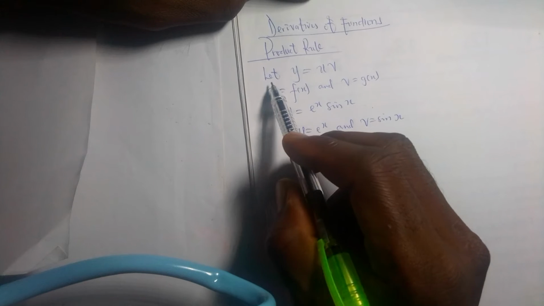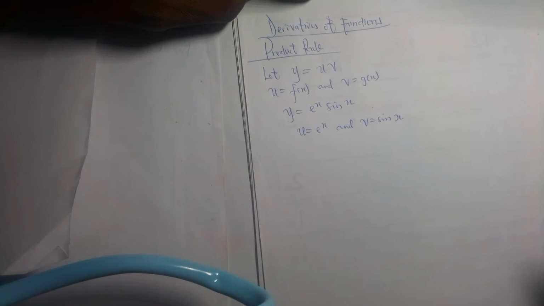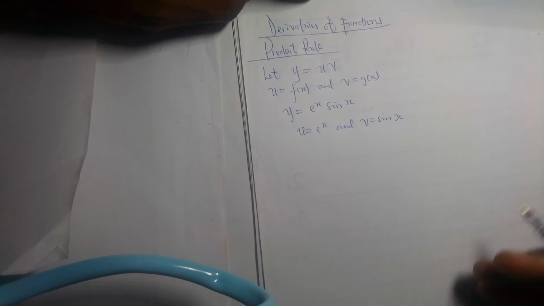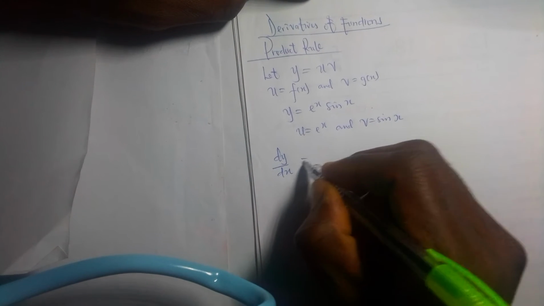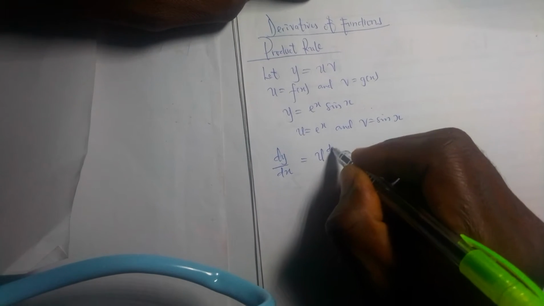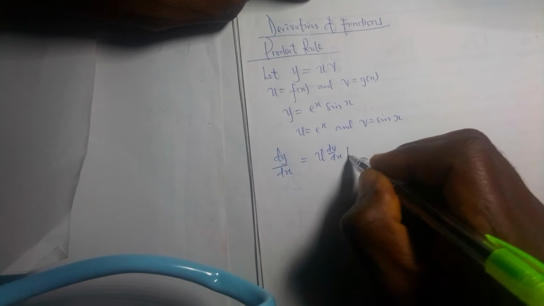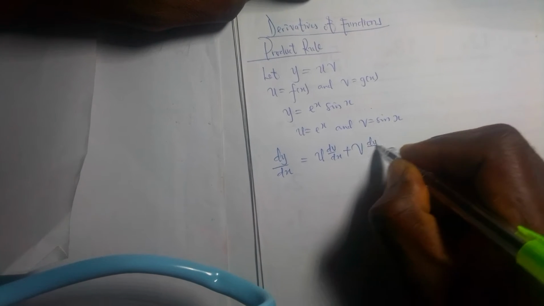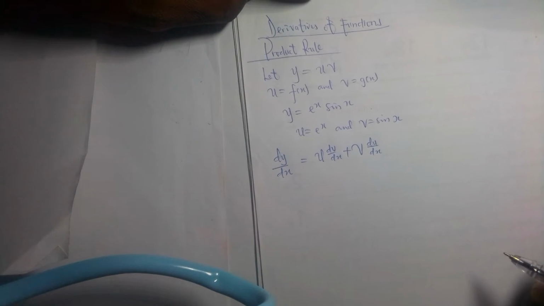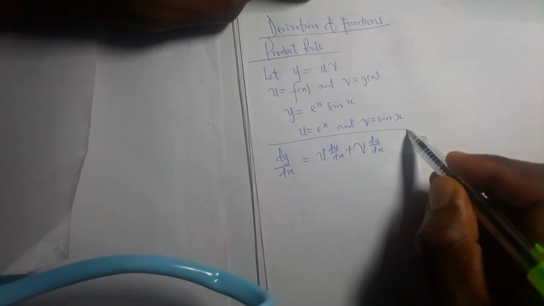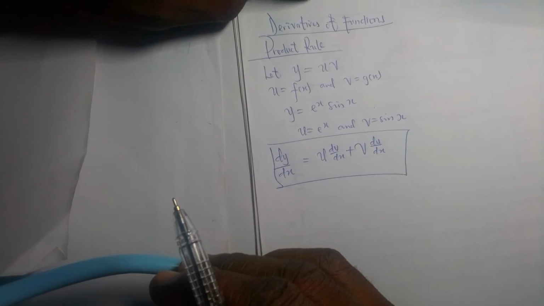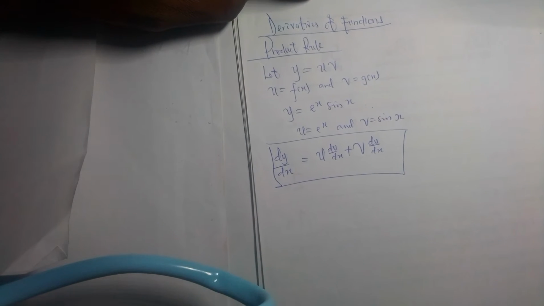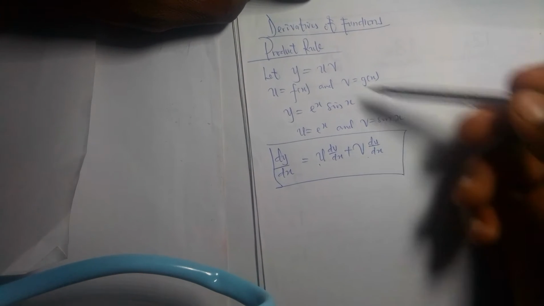So now if y is equal to uv, where both u and v are functions of x, we have that dy/dx is equal to u dv/dx plus v du/dx. So this is the rule for the product. We have that dy/dx is equal to u dv/dx plus v du/dx. Meaning that u and v are already known from the question given.